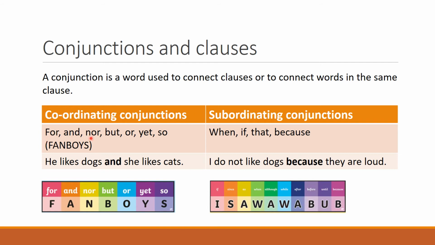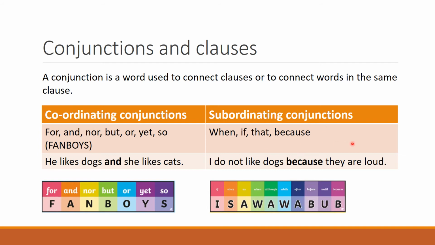So firstly, we have coordinating conjunctions, which include for, and, nor, but, or, yet, and so. And you can see that makes up FANBOYS, which is a nice way to try and remember them. In a sentence, for example, you might have he likes dogs and she likes cats, and is the coordinating conjunction there.